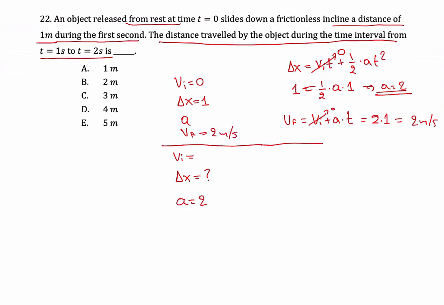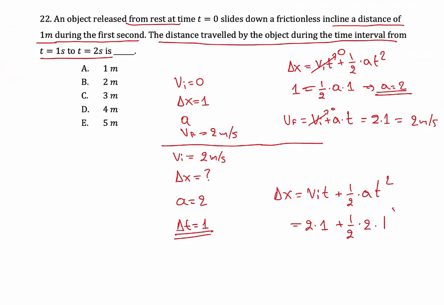So for the second part of the motion, this 2 meters per second becomes the initial speed. And now that we know the acceleration and the time is from 1 second to 2 seconds, so the time is 1 second again, we can say that the second distance is v initial t plus 1 over 2 at squared. The v initial is 2, the time is 1, the acceleration is 2, and again the time is 1, so it is 2 plus 1, the distance during the second is 3 meters.